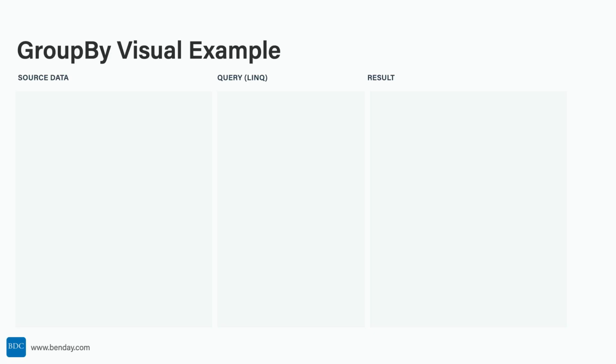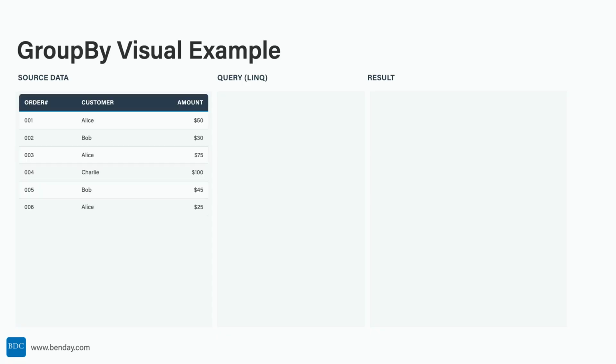Okay, let me show you visually what GroupBy actually does. This usually clicks better when you can see the transformation. Here's our raw order data, 6 individual orders. Notice Alice has 3 orders, Bob has 2, Charlie has 1. Watch what GroupBy does with this.